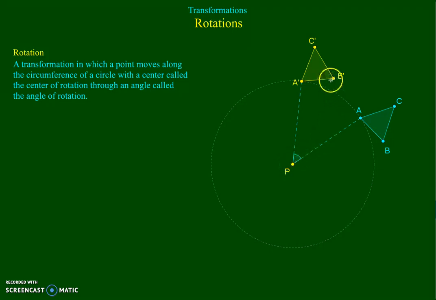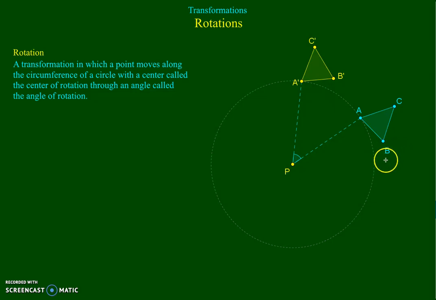So we would have, in this case, 3 circles, one going through A and A prime, one going through B and B prime, and a third going through C and C prime. And these points, A to A prime, B to B prime, and C to C prime, are going to move along the circumference of their respective circles. But they're going to move through an angle here, this angle, which is called the angle of rotation.